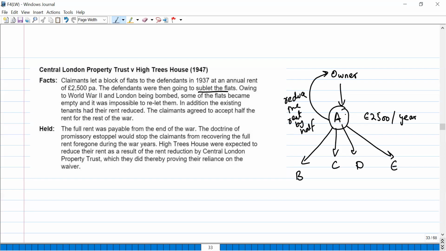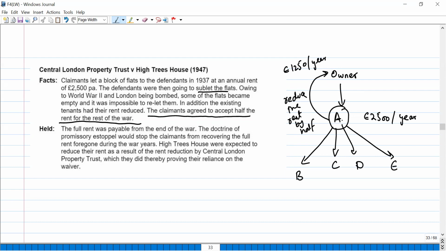Because of the conditions going on, because of the World War, it was very difficult to get the flats on rent. So he requested the owner to reduce the rent by half. He said that I will pay you 1,250 pounds per year. So the owner agreed that I will accept half of the rent from you for the rest of the war. Until the war is going, I will only take 1,250 pounds from you.